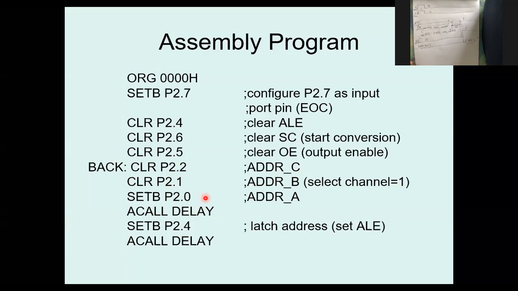So after selecting the channel, we give the ALE signal. SETB P2.4, we give the ALE signal high. After the ALE signal is given high, again I use ACALL delay, waiting for a few milliseconds. So first I give the ALE signal, then the delay. Next, it will be the SOC signal high.